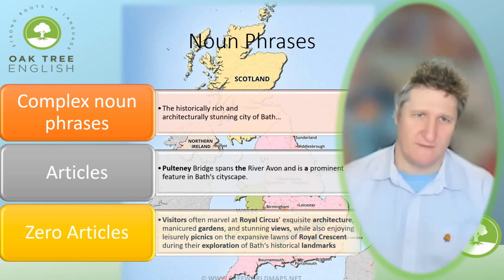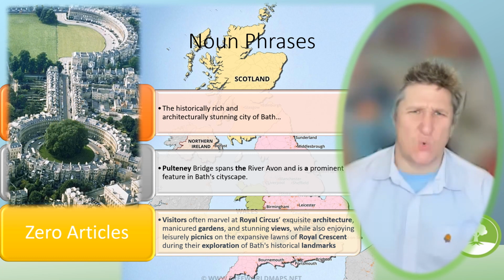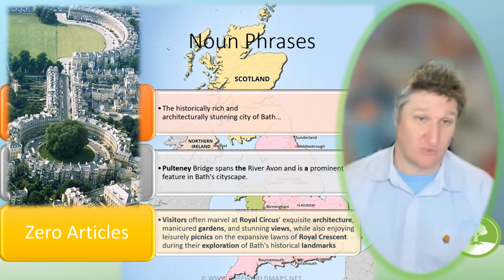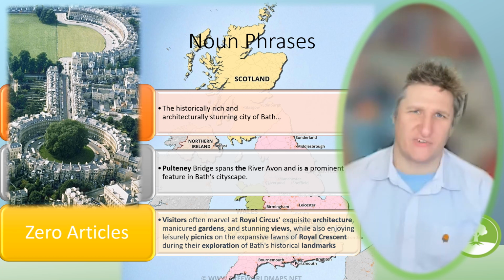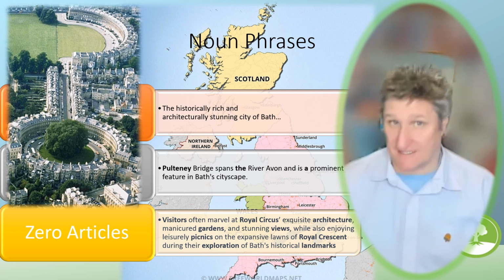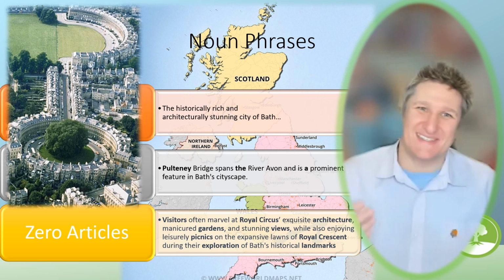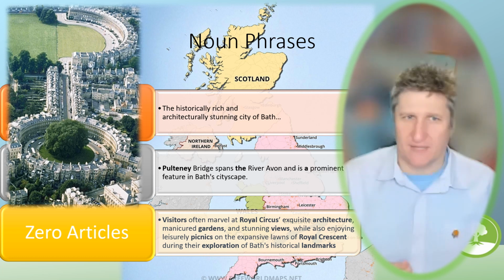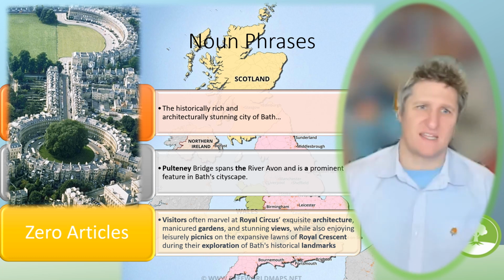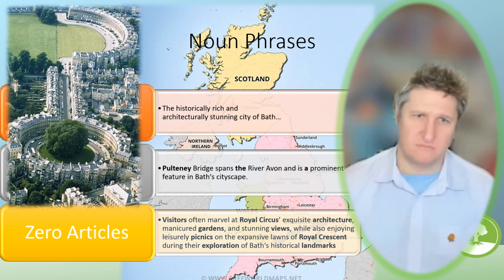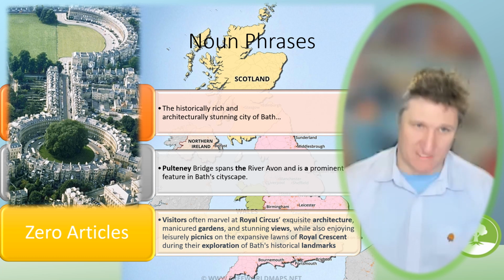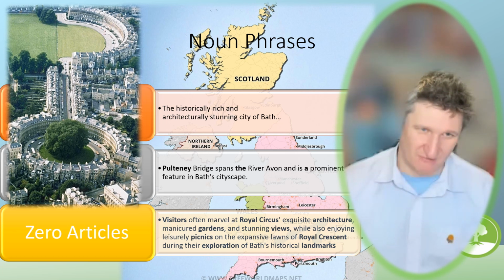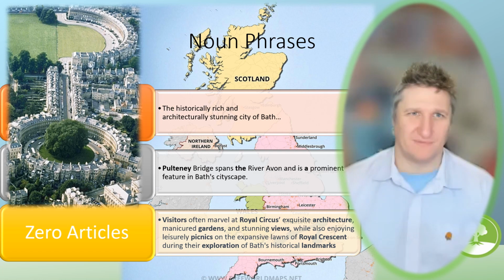Here's an example. Visitors often marvel at Royal Crescent's exquisite architecture, manicured gardens and stunning views, while also enjoying leisurely picnics on the expansive lawns of Royal Circus during their exploration of Bath's historical landmarks. In this sentence, it's all true by the way, the zero articles are used before countable nouns like architecture and gardens, uncountable nouns such as stunning views, and in phrases like expansive lawns to convey general or unspecified references. That's a picture there of Royal Circus going down to Royal Crescent, beautiful part of the world.